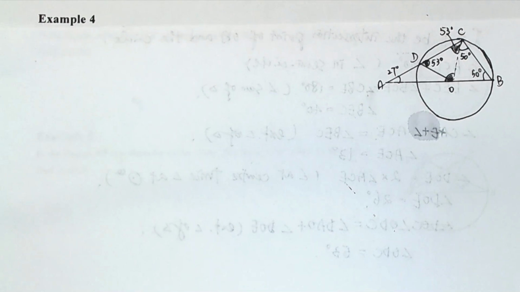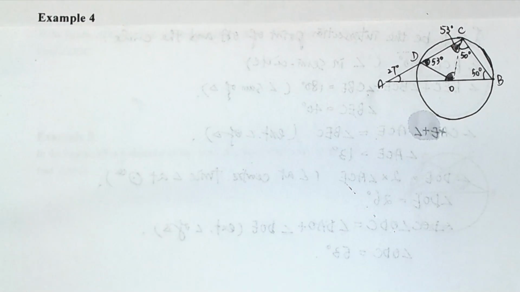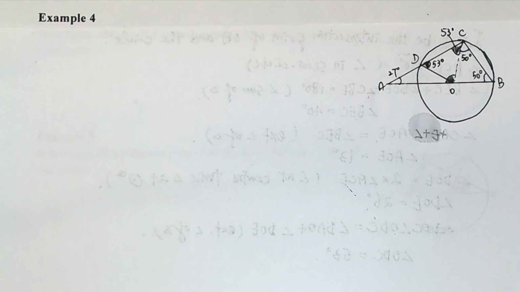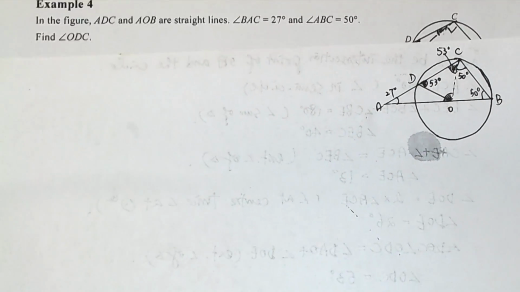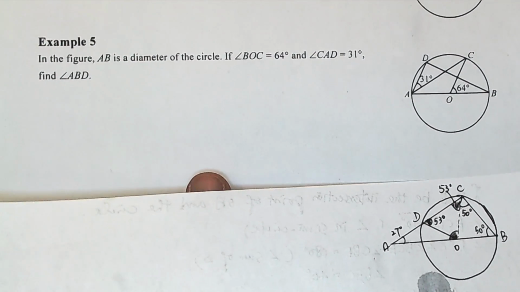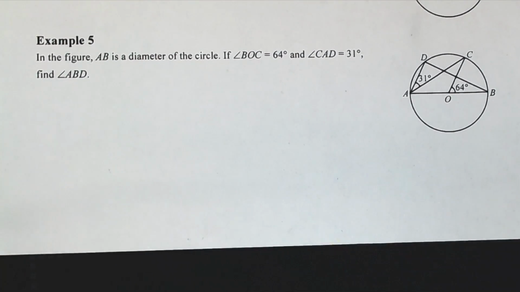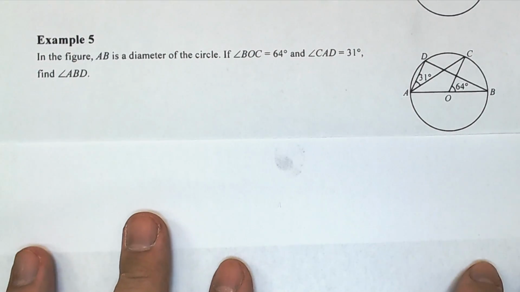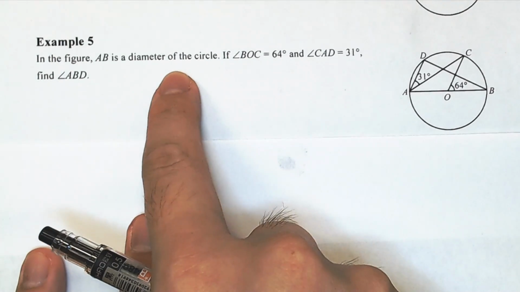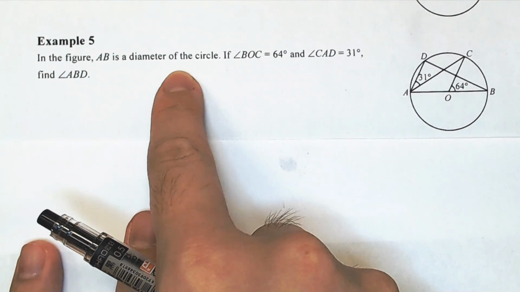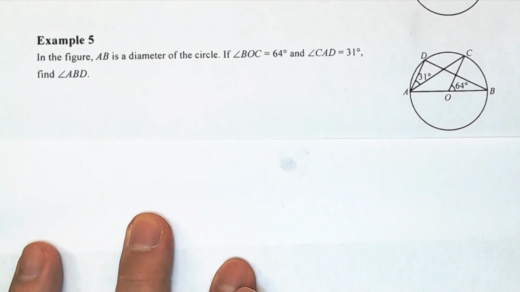Okay, so this is example 4. Now look at example 5. There's a diameter AB, and that means it may be related to 90 degrees, and there are some angles given.